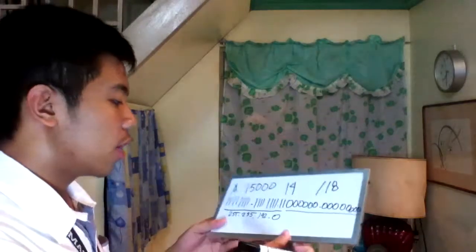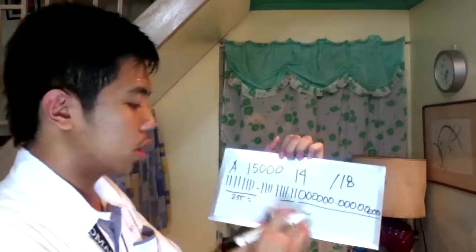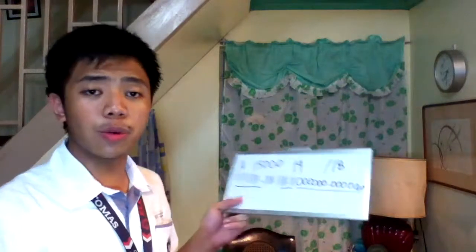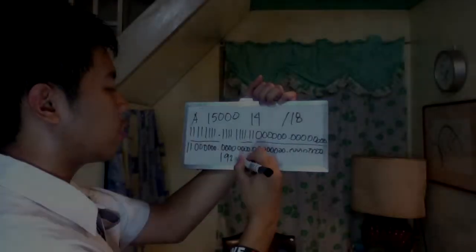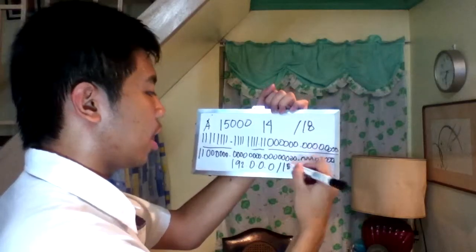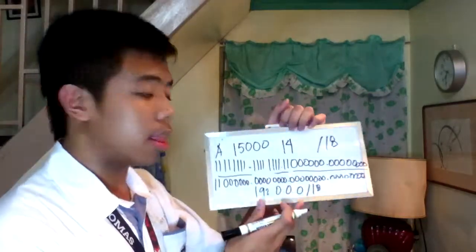255.255.192.0. The next thing that we need to know is the network address of our network. So, we have an original address of 192.0.0.0/8. The network address is 192.0.0.0/18. 18 because it's now the network address for subnet A.